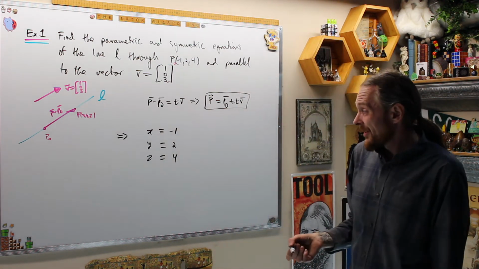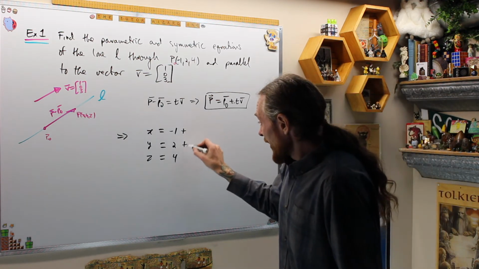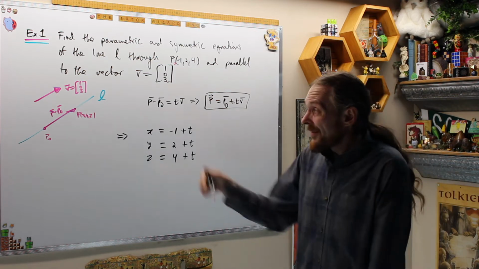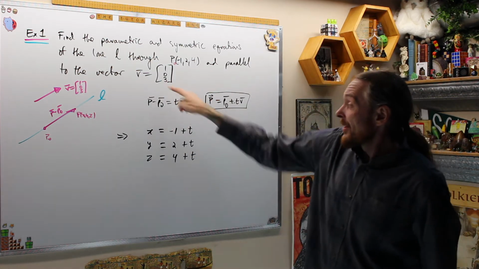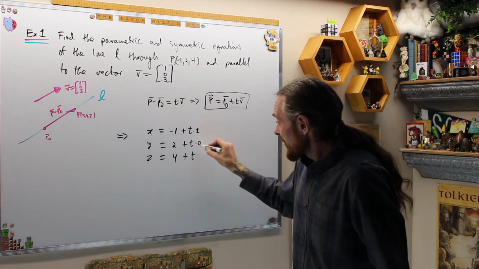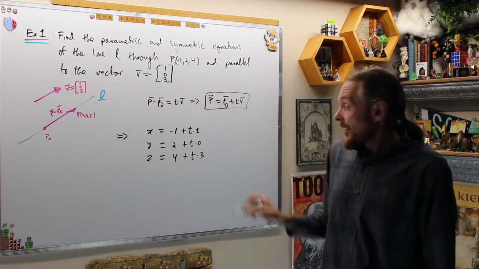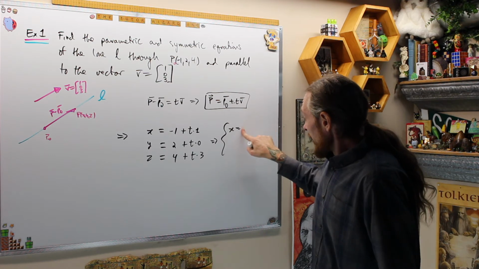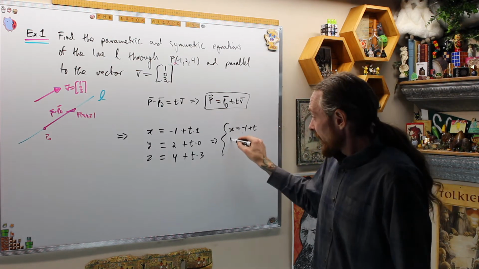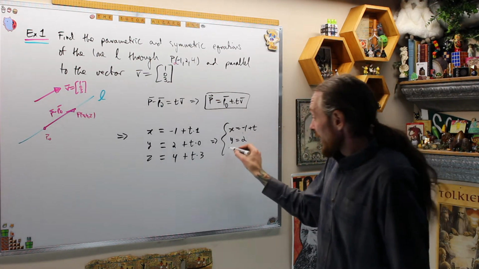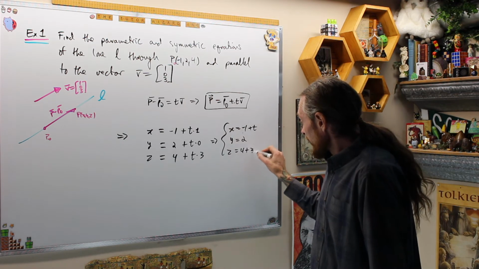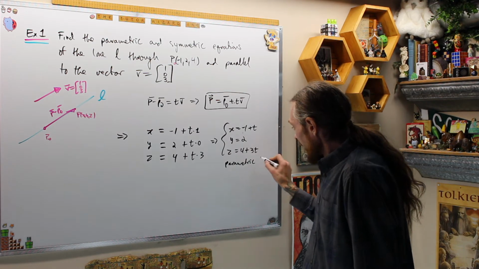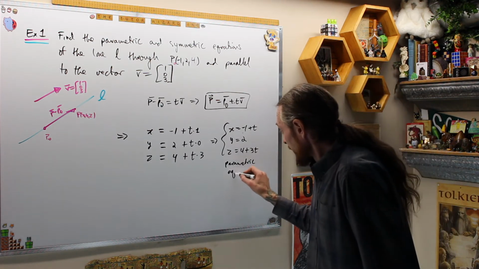Then I'm going to get plus, plus, plus, t, t, t, and where it goes here, the vector that I had in the direction of that, my vector, is times 1, times 0, times 3. Usually we're going to clean that up, and we're going to say that x is equal to -1 plus t, y is equal to 2, and z is equal to 4 plus 3t. These are the parametric equations of the line.